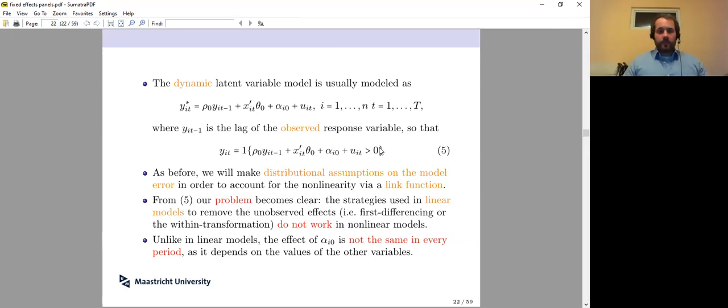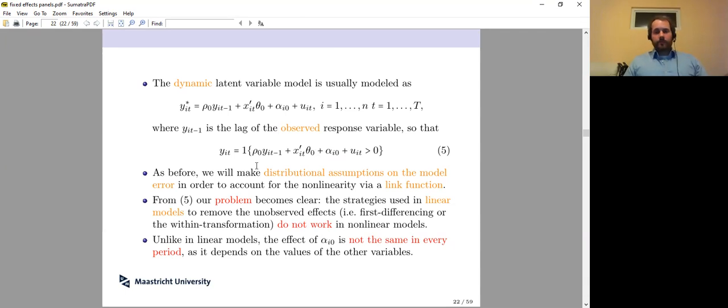If you look at this equation 5, it's pretty clear why we need new strategies. For instance, in the linear case, we would simply take first differences on both sides. So we would have delta YIT, which is YIT minus YIT minus 1, and on the right-hand side the same thing, and the alpha would simply drop out of the model. Of course, this doesn't work now because all the variables are inside this indicator function, so differencing will not remove the alpha.